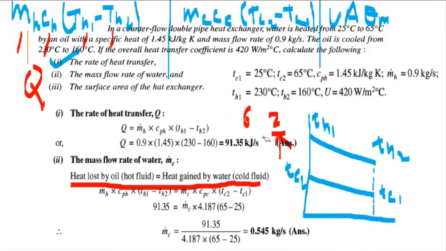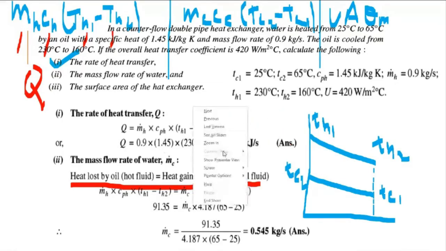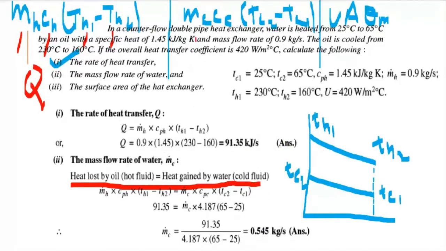So if we see the second expression, what is the heat gained by the cold fluid? In the second expression, we have mC, the mass flow rate of the cold fluid. The cold fluid for us is water. Have they given the mass flow rate of water? No, sir. It has to be determined in the second part of the question, that is, find the mass flow rate of water. Have they given you CC for water? No, sir. Do you know the CC for water? What is the specific heat for water? 4.187, sir. Good.